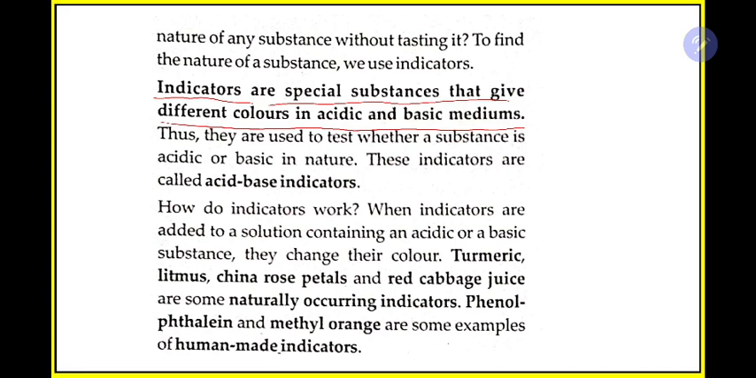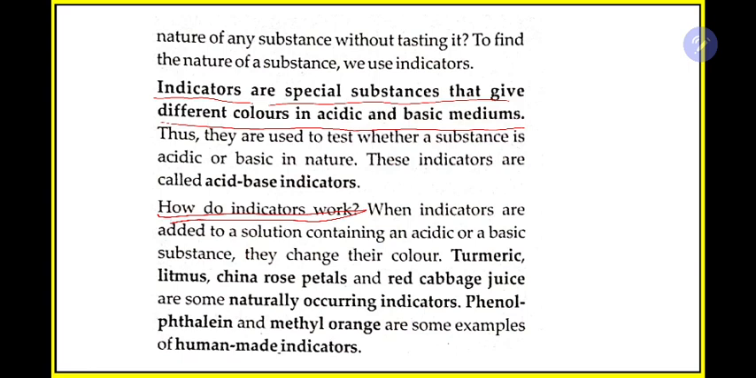So the question comes, how do indicators work? What is the mechanism? Why do they change color? When indicators are added to a solution containing an acidic or basic substance, they change their color. Turmeric, litmus, china rose petals, and red cabbage juice are some naturally occurring indicators. Phenolphthalein and methyl orange are some examples of human-made indicators.